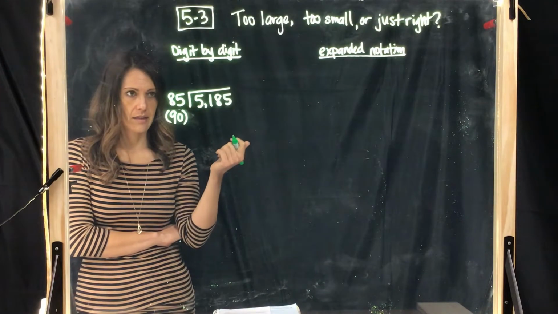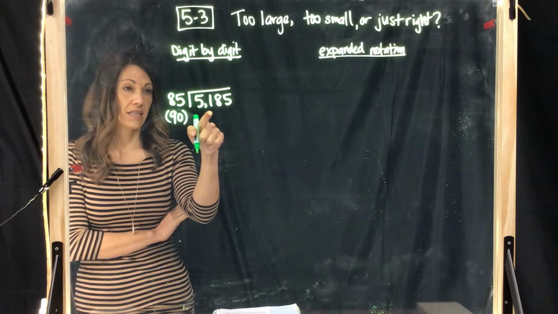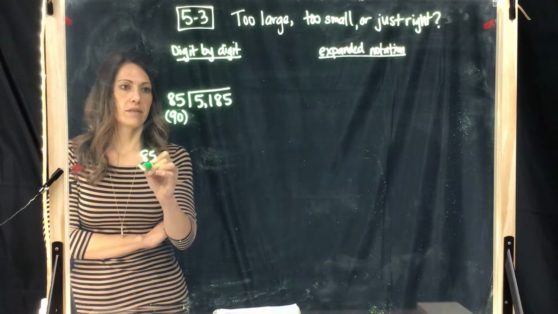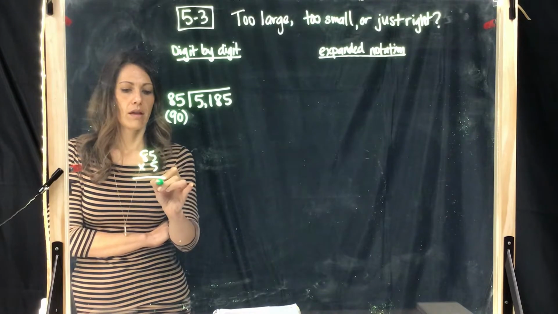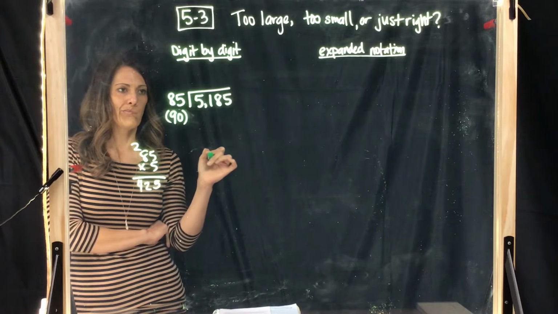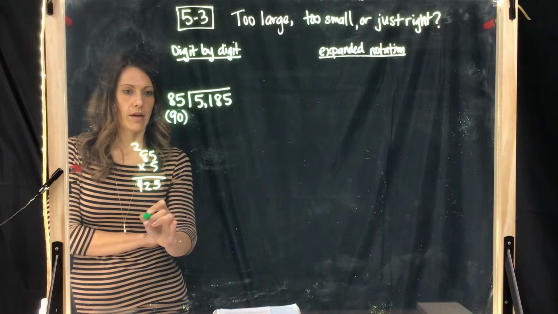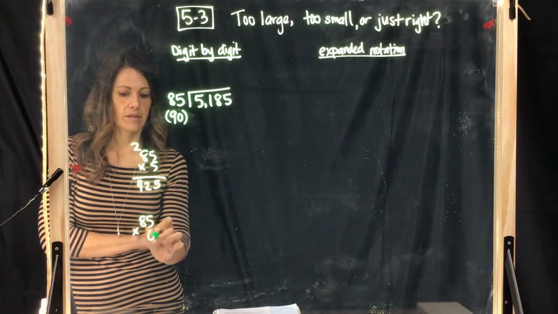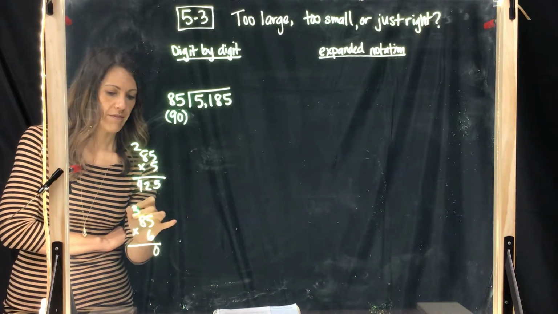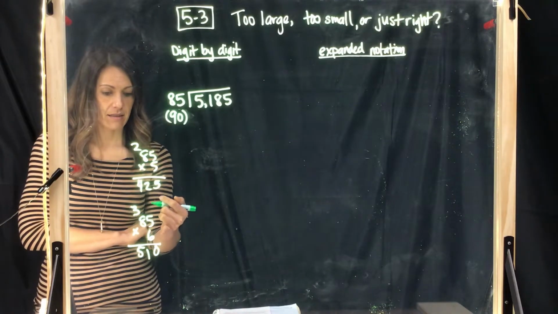Perhaps maybe like, let's see, 9 times 5 is 45. 9 times 6 is 54. That might be too big. So let's try 85 times 5. 25, 42. Not sure if we can go closer. So let's try 85 times 6. That's 30, 48, 49, 50, 51. Looks like we can actually do it by 6, okay?